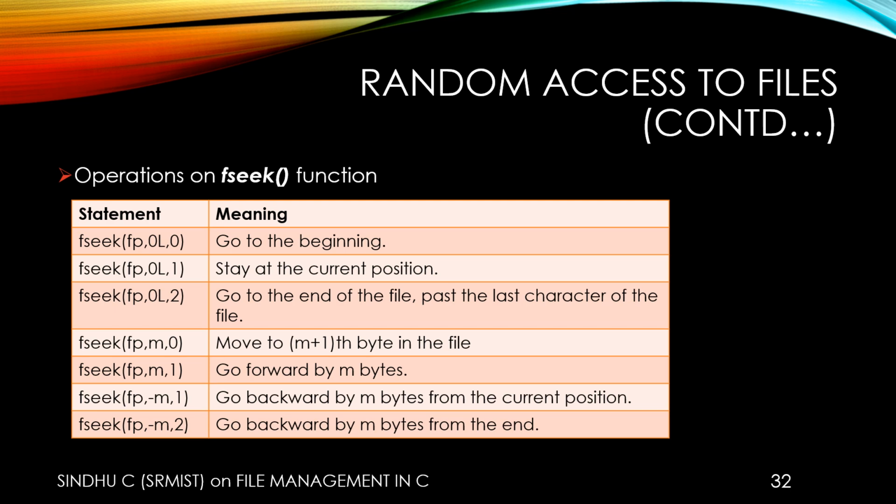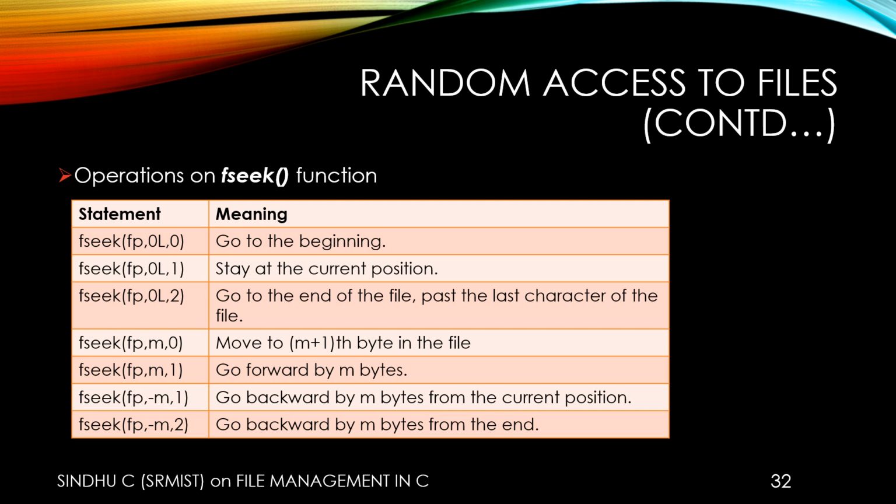Here we have a few examples of operations with the fseek function. So we now know fseek has three arguments: the first one is the file pointer, the second one is offset, and the third one is position. In the first three rows, you can see that when position is 0, it says go to the beginning. When the position is 1, it says stay at the current position. When it is 2, it says go to the end of the file, past the last character of the file.